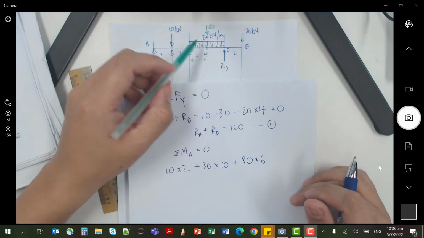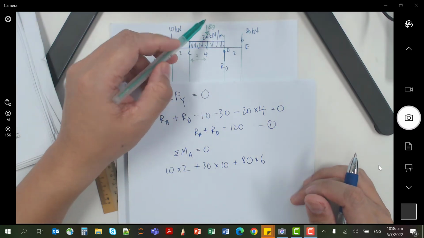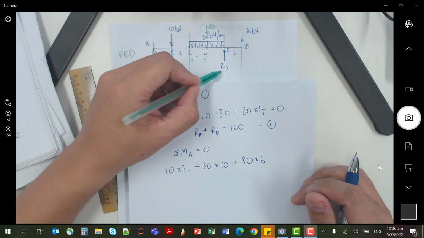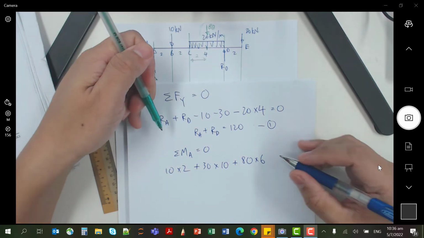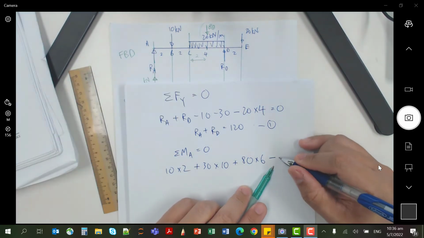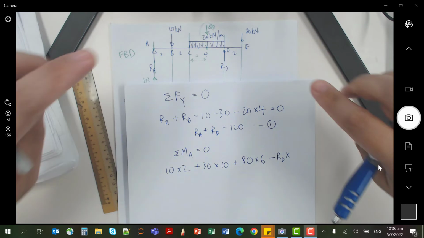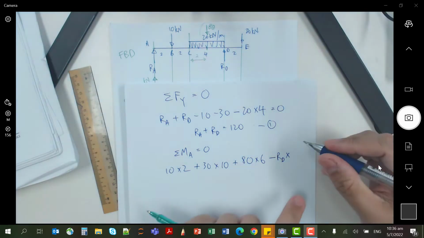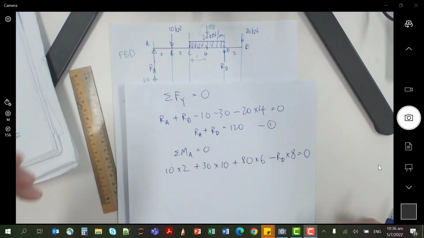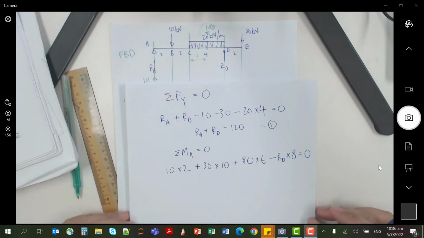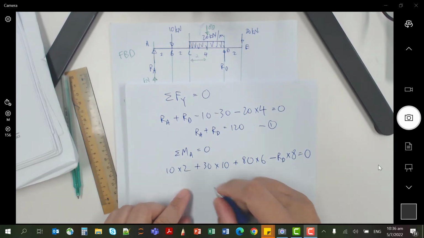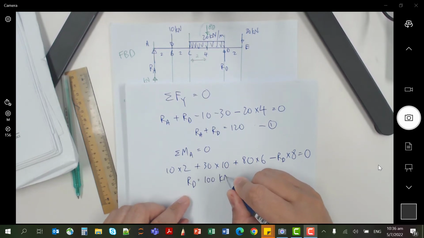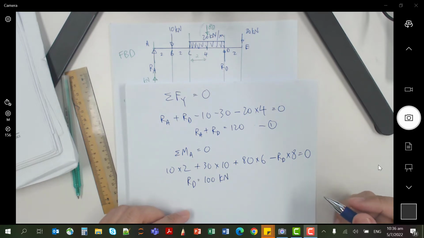And finally, this one done, this one done, this one is taken care of by representing it as a single force acting in the middle. Now we're left with RD, which is anti-clockwise, and it should be negative. Negative RD times, what is the moment arm? 8 meters, equals to 0. So here you can solve, and eventually you will get RD equals 100 kilonewton.